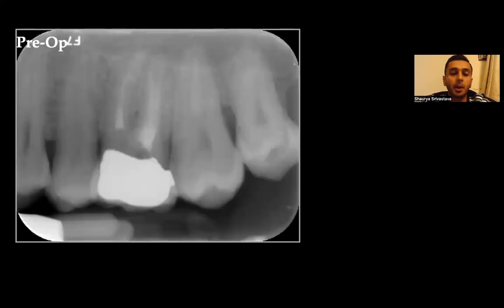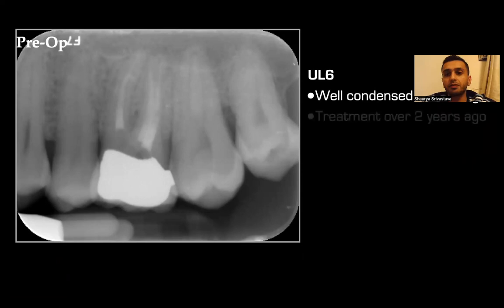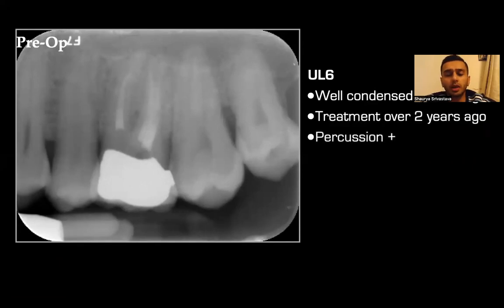Now, what does that mean? So this was the patient referred. It was an upper left 6, well-condensed root fillings. As you can appreciate on the radiograph, treatment was done over 2 years ago. It was tender on percussion and palpation as well.